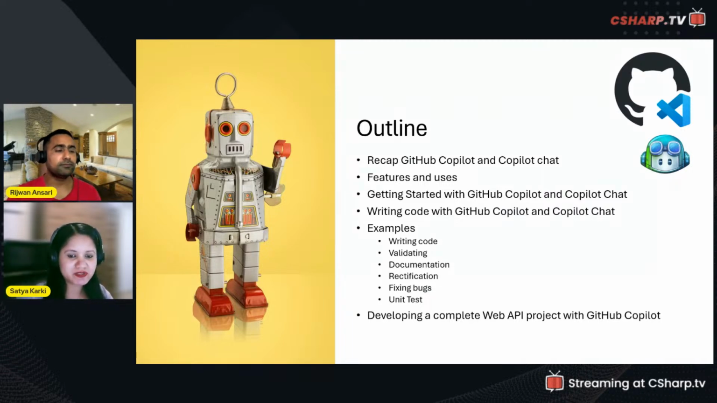In the previous part of the episode, we covered what GitHub Copilot and Copilot Chat are, their features, uses, and how you can get started with them. In today's session, we have an exciting lineup of topics. We will explore more topics with examples and demonstrations. In this part, we will cover how to write code with GitHub Copilot and Copilot Chat, with examples of writing code, validating, documentation, certification, fixing bugs, and unit tests. Then we will develop a complete web API project with GitHub Copilot.